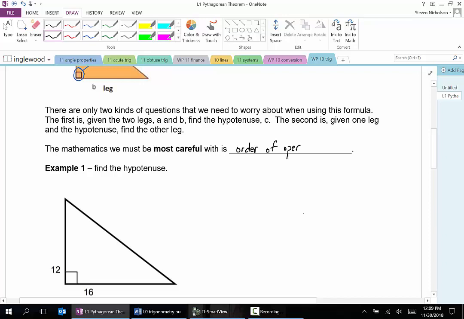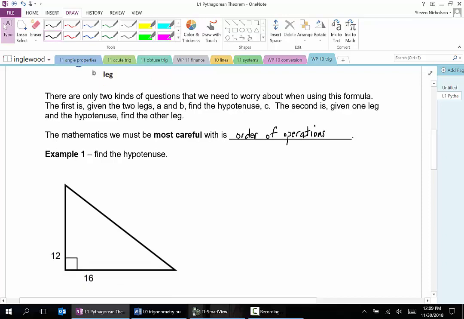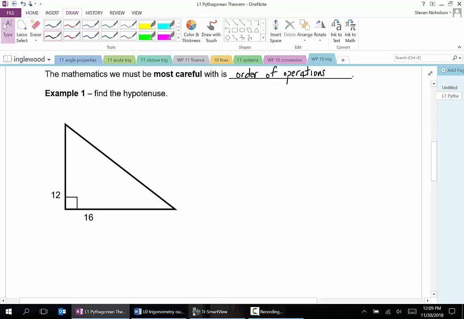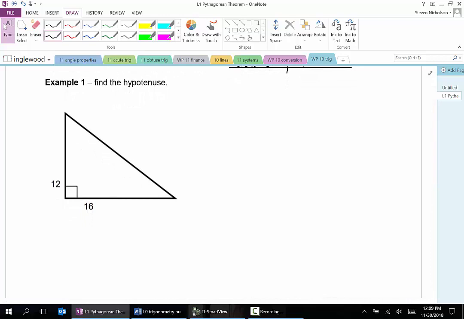If we're consistent, if we do the same thing every question, then we shouldn't have to worry about this at all. So let's look at a few examples that illustrate the two kinds of questions we need to be able to solve, and what we have to be careful with.